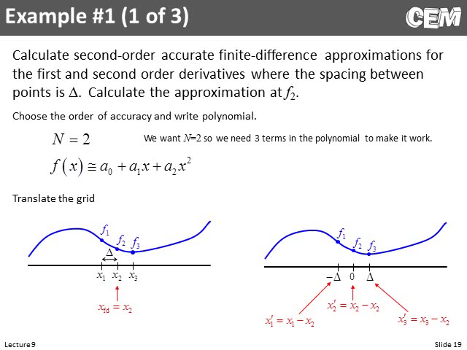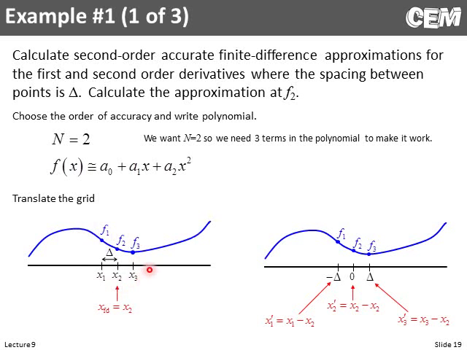So the best thing to do here is an example. Let's say we have a function and we want to calculate a second order accurate finite difference approximation for the first and second order derivatives. So we want a second order polynomial. We're going to have an a0, an a1, and an a2 because we have a second order polynomial. We have three unknowns. This means we're going to need 3 points in order to calculate those three unknowns. So we'll choose arbitrarily 3 points along some arbitrary function.